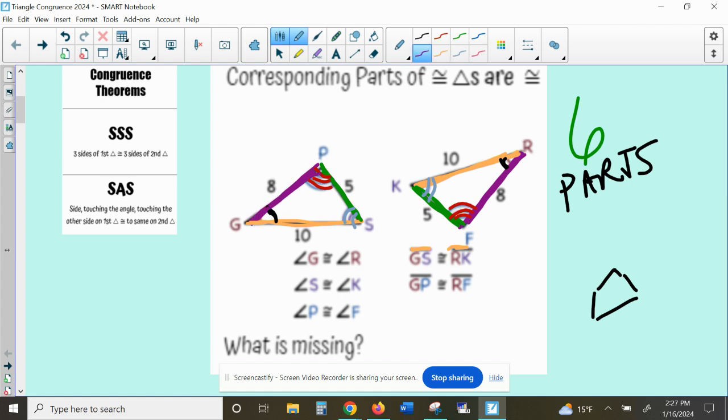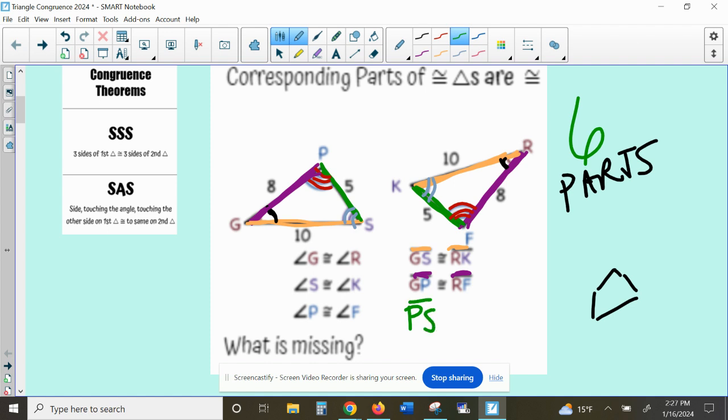So G to P matched F to R, and they wrote RF, which is this exact same thing. So the side that we're missing is clearly the green side. What's the green side we're missing? That's the side that's 5 long, so that would be side P to S.